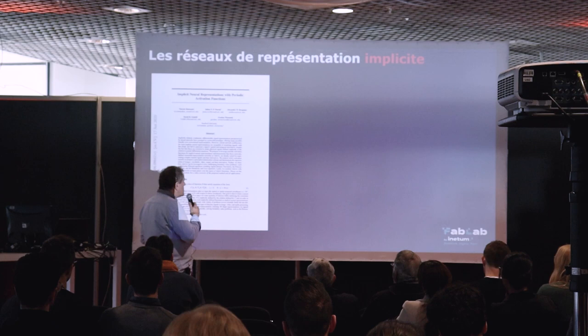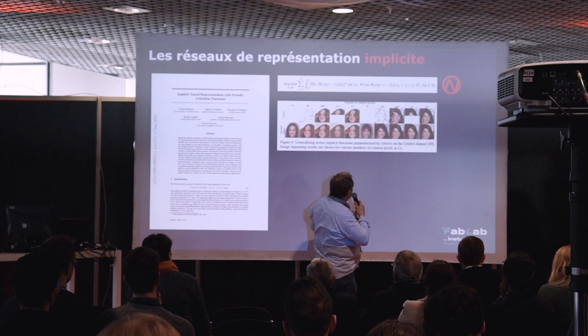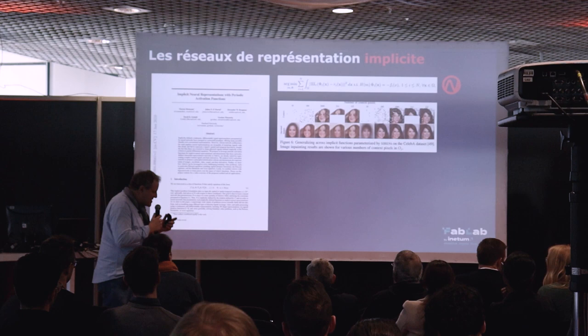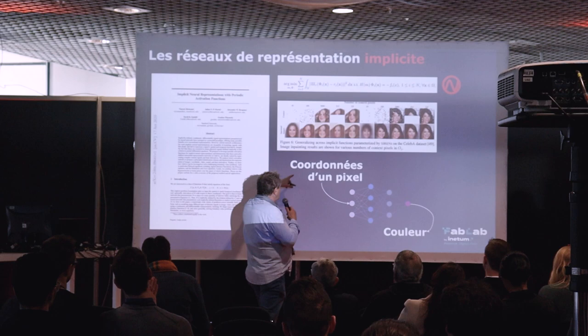So the idea is, one more time, you give some pixels randomly, and it is able to recreate the probable image based on only some pixels. It's magical, but it works. It's complicated to implement, but with that kind of technology, you put the coordinates of a pixel, and you have the color.